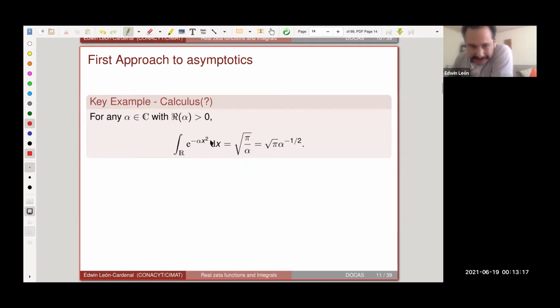So this is not an asymptotic at all. This is an equality, so it's like cheating a little bit, but it makes my point. But the thing that I want to note is this power of the parameter here. Okay, this is the thing that I want to highlight.